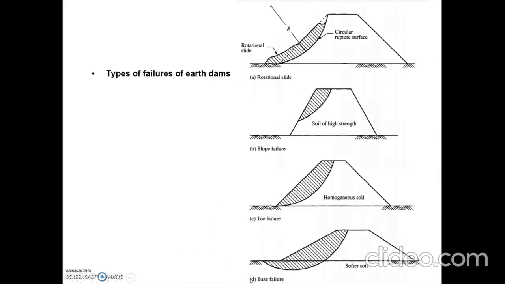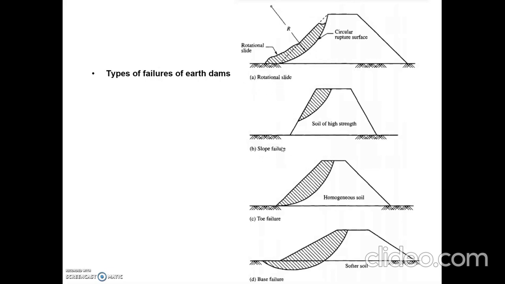Here in this figure, we can see types of failures of earth dams. In the first figure, we can see the rotational slide which has occurred at the radial distance r from center of rotation O. And this is the circular rupture surface. And this is referred to as rotational slide.